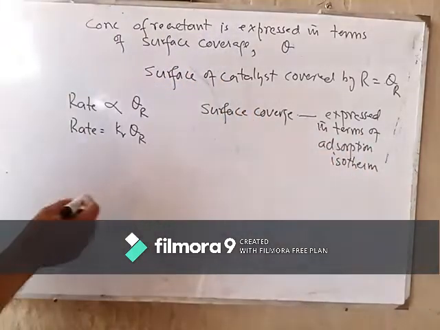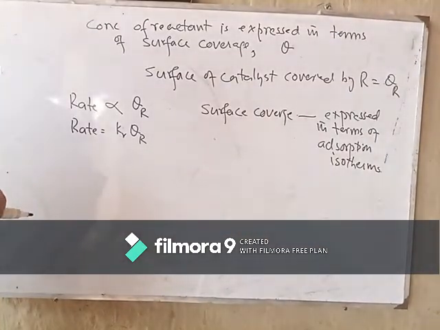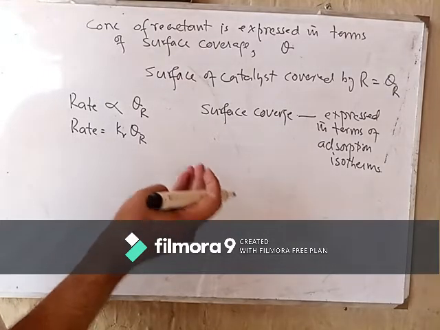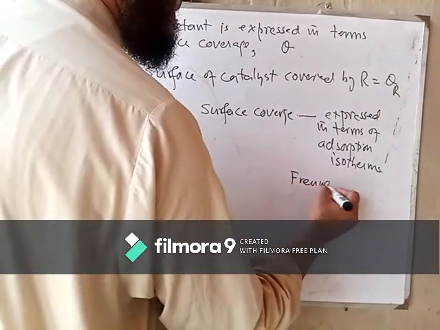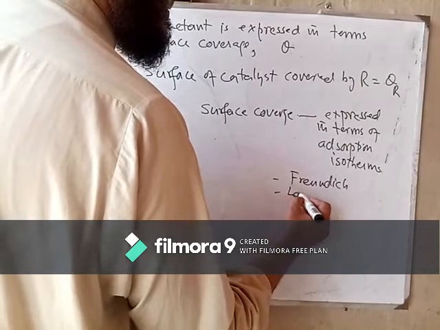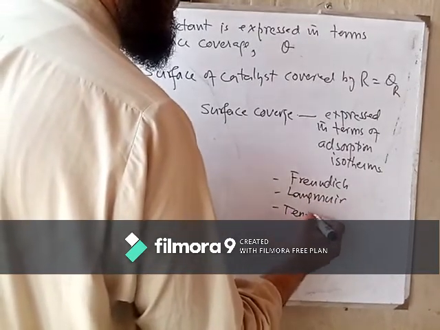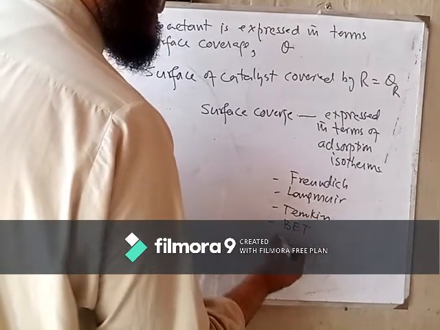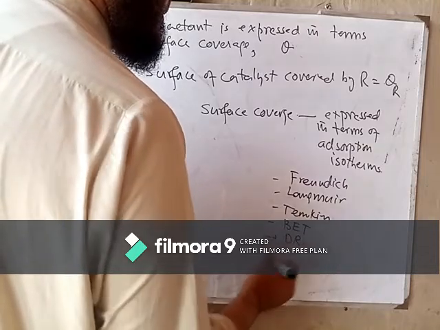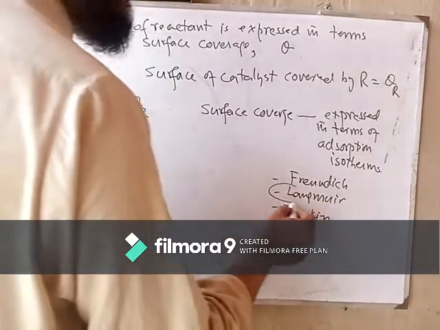There are different types of adsorption isotherms we have studied earlier. For example, Freundlich, Temkin, Langmuir, BET, DR. Different adsorption isotherms are used: Freundlich, Langmuir, Temkin, BET, DR, BJH, and so on. Commonly used adsorption isotherm is the Langmuir adsorption isotherm.